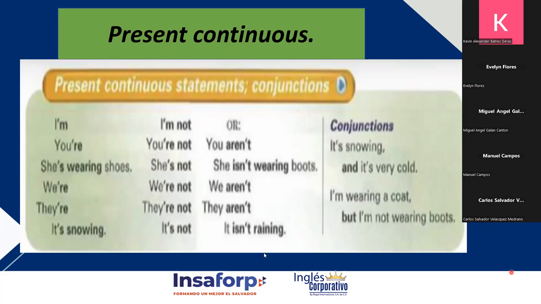So let me start with Carlos. Carlos, you are affirmative. Please, usted va con la primera columna, los afirmativos. Recuerde, el subject y el verb to be más la oración que tiene aquí, con todos. Action. I'm, you're, she's wearing shoes. Carlos, como yo lo hice. All right, I'm wearing shoes. You're wearing shoes. She's wearing shoes. We're wearing shoes. They're wearing shoes. It's snowing. Yes, perfect. Thank you.